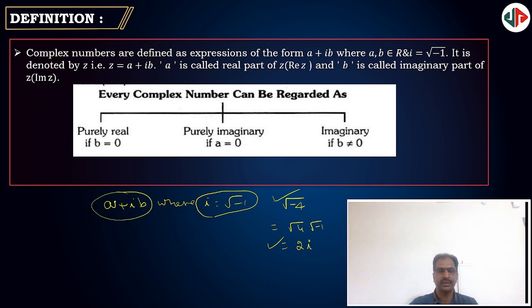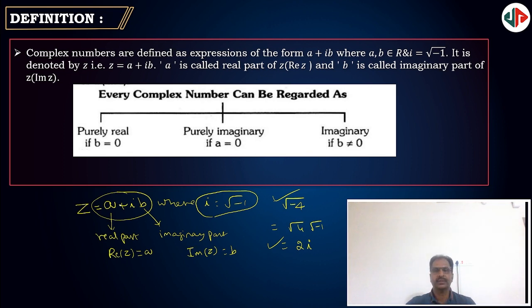The definition of complex numbers is like this. If A and B are any two real numbers, then A plus iB is defined as a complex number, which is usually represented by the letter Z. In Z equal to A plus iB, A is known as the real part of the complex number, and B is known as the imaginary part. Real part of Z is denoted Re of Z, which is A. Imaginary part of Z is Im of Z, which is B.